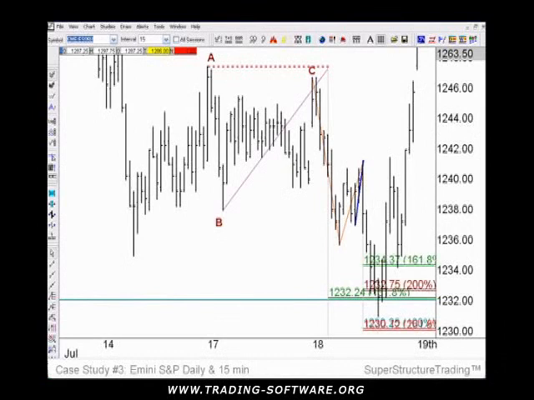Now we're going to use the extreme 2.618. Why? Because we like extremes. We want to make sure there is some element of extreme going off of the supporting structure, which is the CD move. Because this CD move is coming down in support of this double top structure.